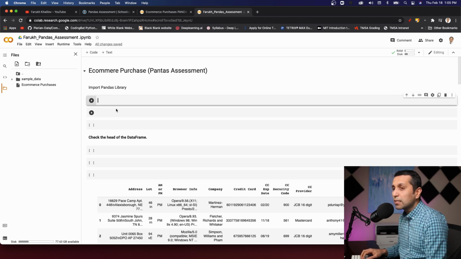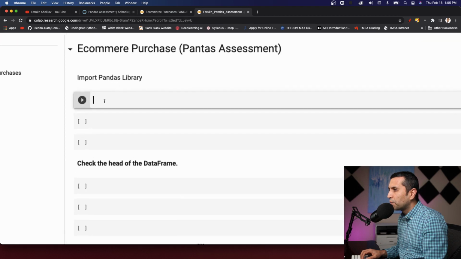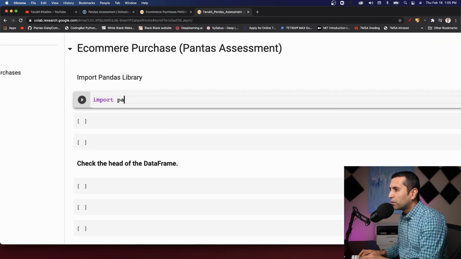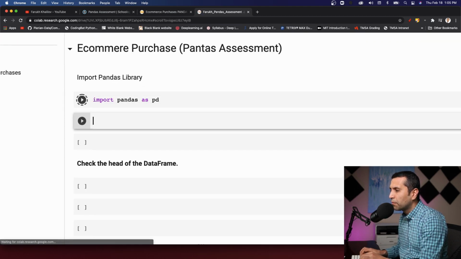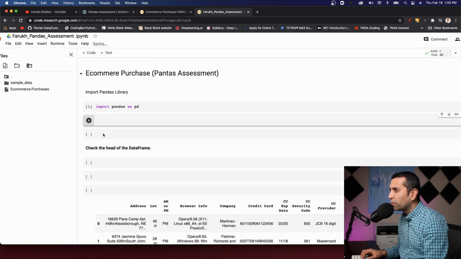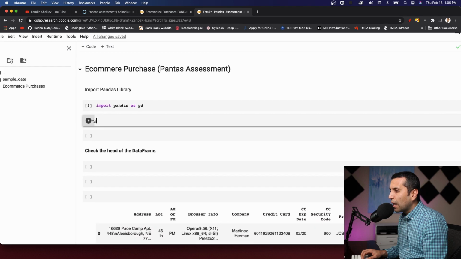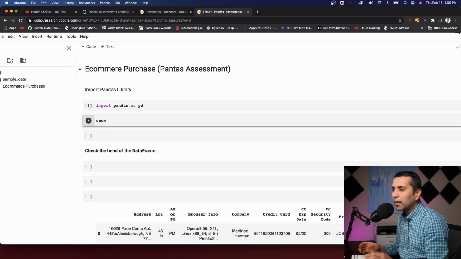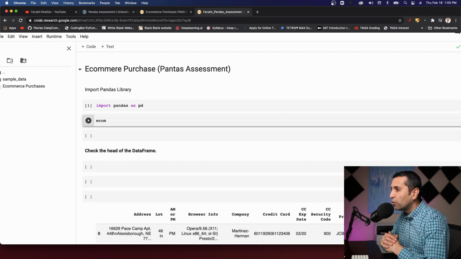So the number one is I need to import my library. So today we are going to use the pandas library only. So import pandas as pd. Perfect. That is working. And right now I need to bring my data from here to here. So as a variable, I can call it ecom. But if you want, you can call it df as a data frame, or you can call it abc xyz. So whatever you want to use.